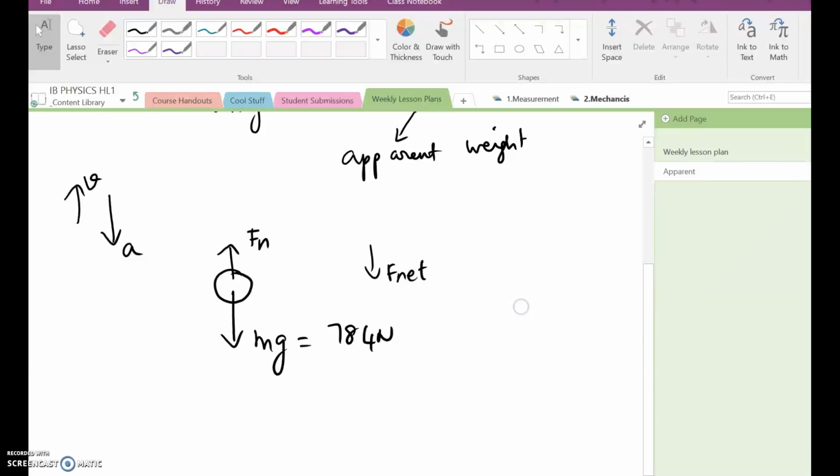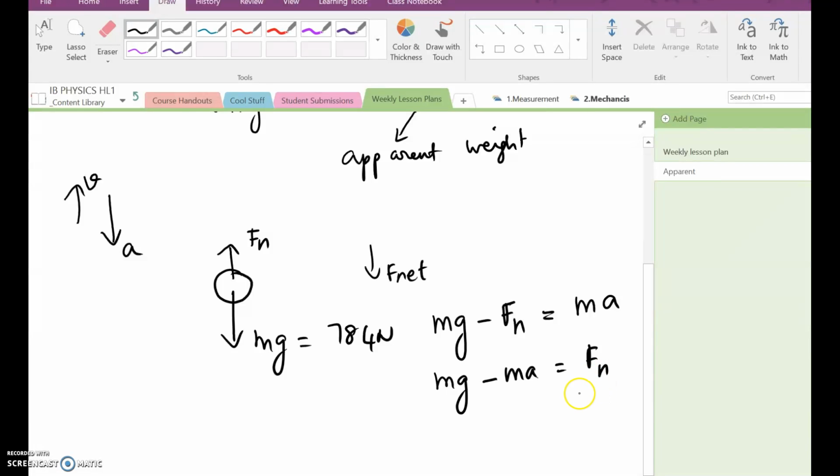So if you write the equation, it is going to be mg minus Fn, which is your net force, and that must be equal to ma. In rewriting this, you get mg minus ma equals Fn. So notice that in this case, your apparent weight is smaller than mg. So that means you're going to feel lighter than usual when it is accelerating in the downward direction.